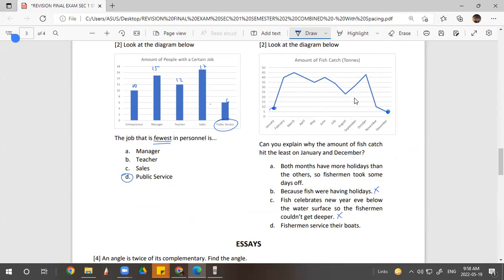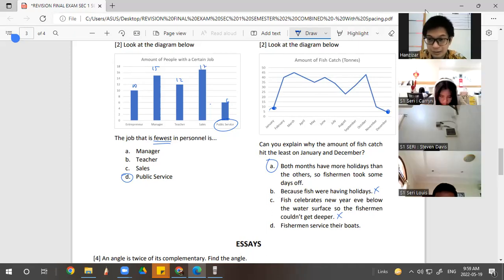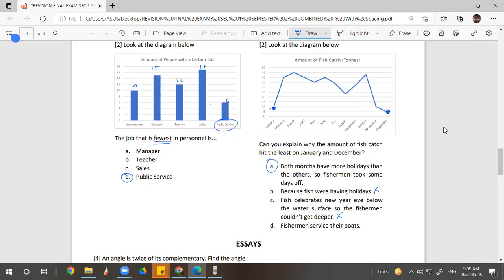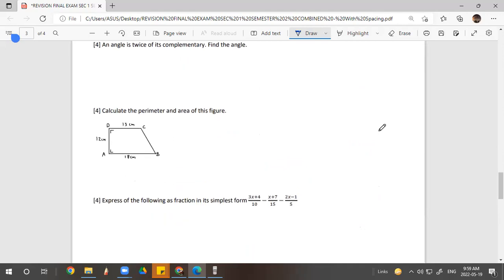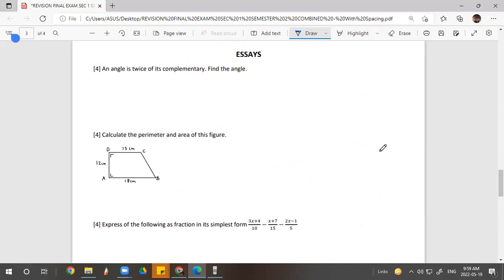Fishermen service their boats. Might make sense, but fishermen can service their boats at any time, right? It's not always in January or December. So the most logical answer is A. What else? So this question is more about the logical answer. Logical questions, you need to use your hunch. Hunch means intuition.